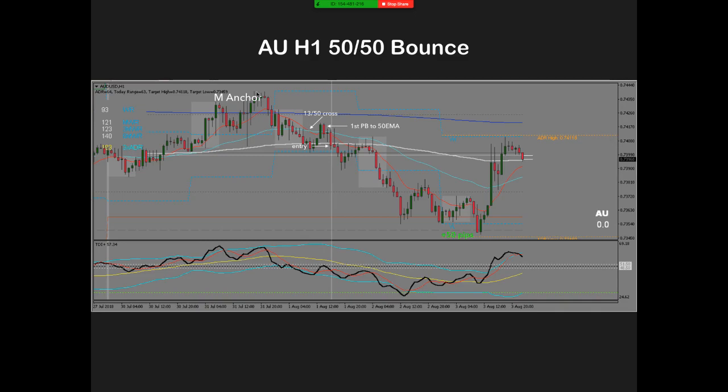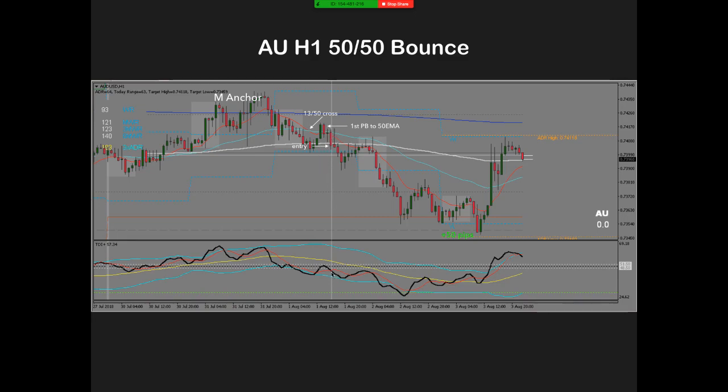So here's our M anchor right here, 1350 cross. First pull back to the EMA with railroad tracks. Okay, that should be a signal. You see the railroad tracks and then a big shift candle down below the 13 EMA, and this is your entry right here.